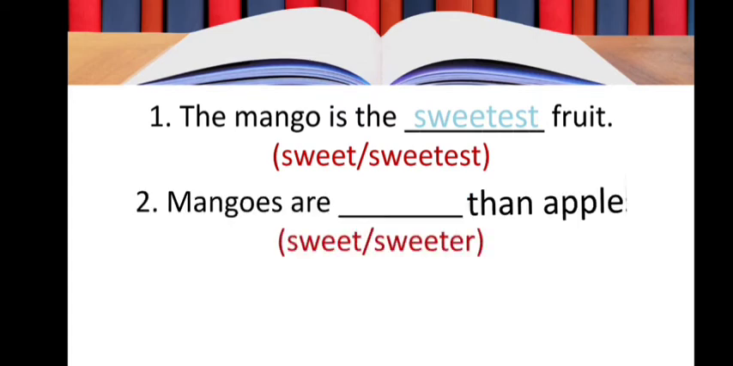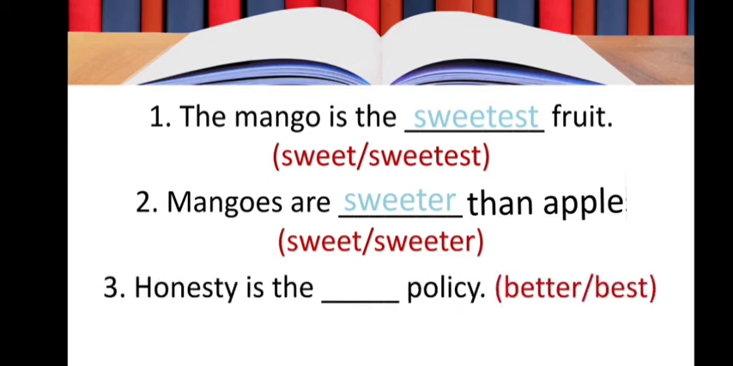The next one is: mangoes are dash than apples. Here two options are given, sweet and sweeter, but in this sentence you can see we have compared two fruits, so for that we will use the comparative degree, and the comparative degree is sweeter, and the answer is: mangoes are sweeter than apples.